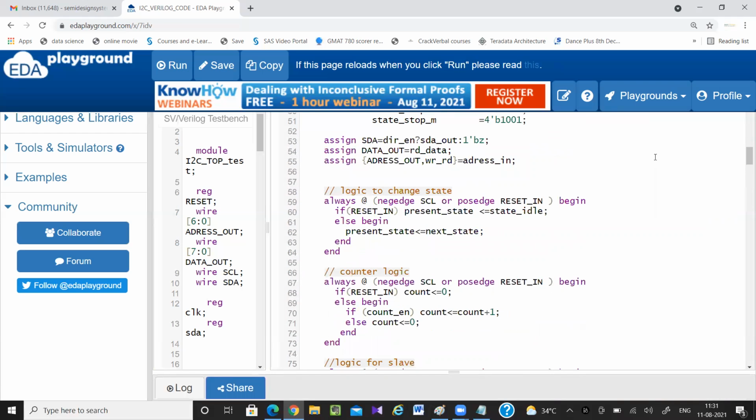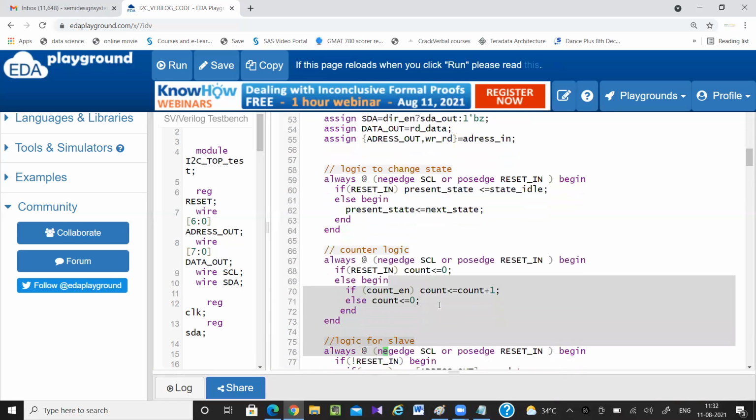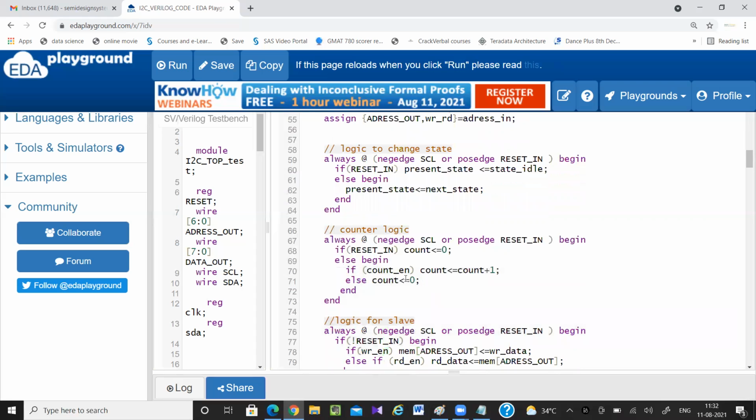So now this is common for all FSMs. At the negedge of SCL or posedge of reset: if reset signal is equal to 1, then present state is idle, else present state is equal to next state. Now this is the counter logic. Whenever count enable is equal to 1, it should start counting, and count enable equal to 0 means it should stop counting. The count should go to 0.